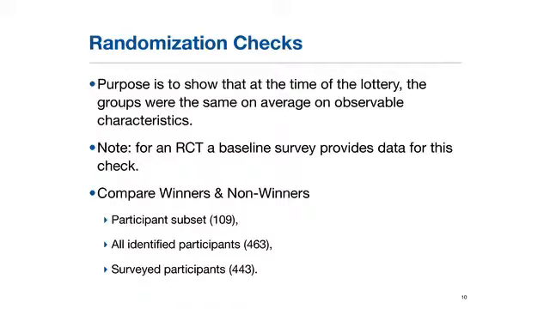Yeah, so if you had a classic RCT, the baseline survey would provide data for that. In our case, we use mostly retrospective data. So we have retrospective data for all those who were identified, for all of those who we surveyed, and then for that participant subset, we have a few variables that were collected at that time. So we can also do a randomization check of just that specific list and see if there's a difference between winners and non-winners on that list.